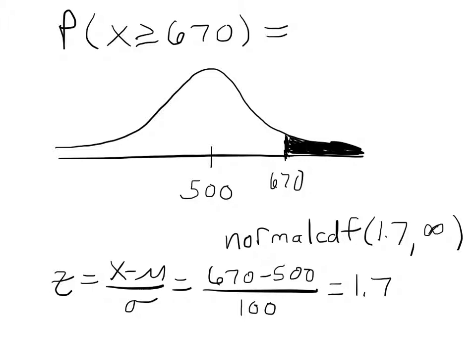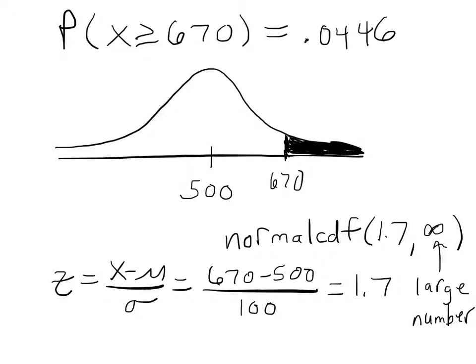So really, I want to do this. But the problem is on the calculator, the TI-83s and 84s at least don't have an infinity button. So just put a really large number there in for infinity, and that will be fine. Just put in a large number. So I would do, say, the normal CDF of 1.7 comma, and then I would just put in a couple of 9s. 99999, that's a large enough number. And I get 0.0446. So that means only about 4.5% of kids are scoring higher than a 670 on the SATs.